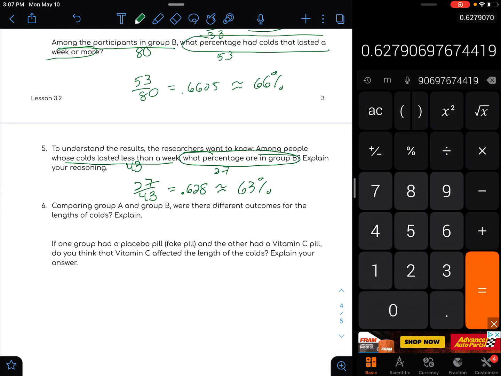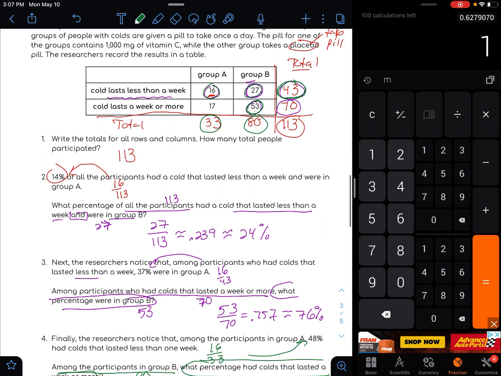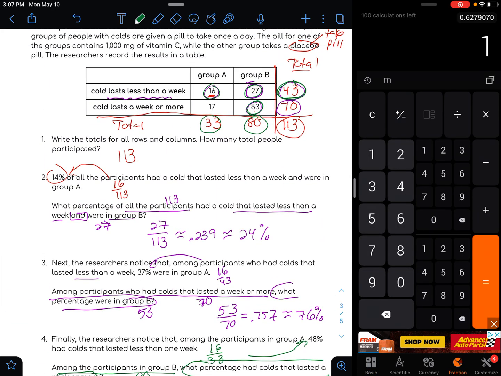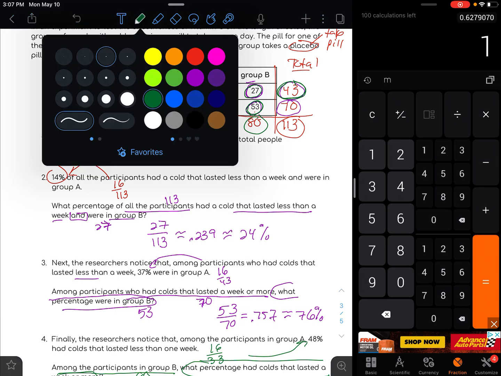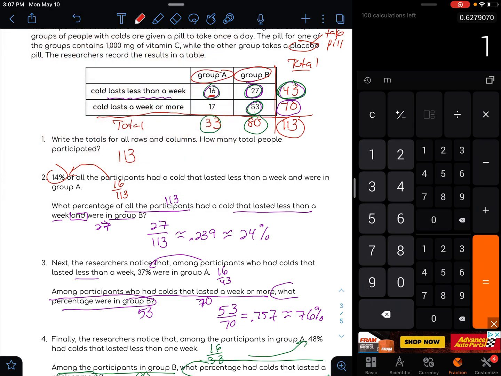All right, so we came up with a bunch of percentages comparing group A and group B. Were there different outcomes for the lengths of colds? Well, it seems like it. Remember, one of these groups, either group A or group B, has a fake pill, and either group A or group B has a vitamin C pill. So what I'm looking at is, did they have about the same things happen in both of the groups? Now there's fewer people in group A than there are in group B. So it's not great. It would be nice if they had the same amount of people in each group and make it a little bit easier.